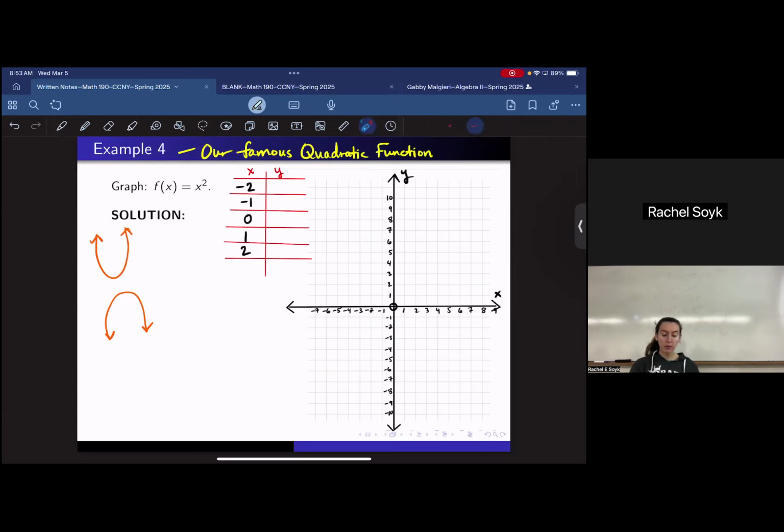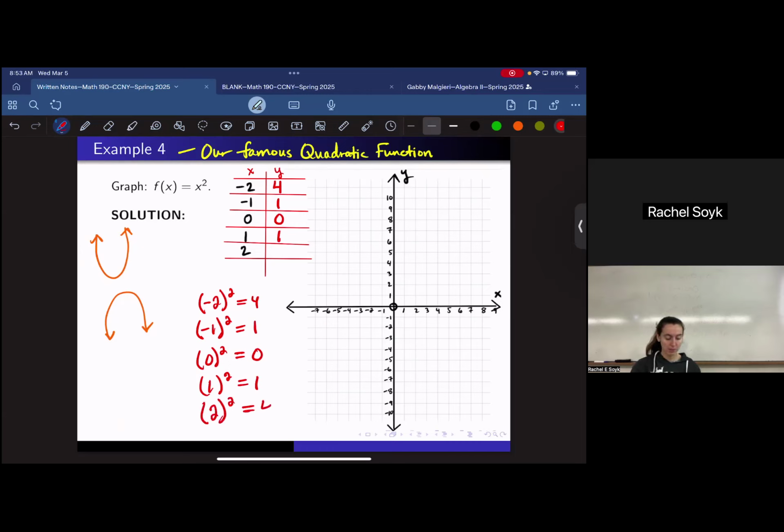And now what we do, how do we find that Y value? We just take this X value and plug it in and solve. So -2, remember, it's parentheses. So -2 in parentheses squared gives us a +4. -1 in parentheses squared gives us a +1. 0 in parentheses squared gives us a +0. 1 in parentheses squared gives us a +1. And 2 in parentheses squared gives us a +4.